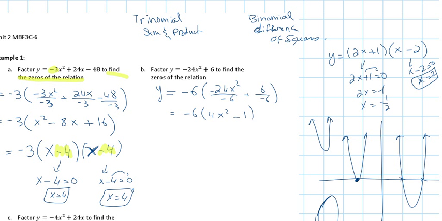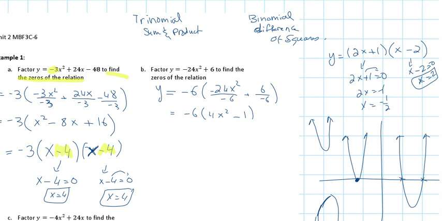Inside my bracket, how many terms do I have? 2. Are they squared terms? Yes. 4x squared is a squared term. 4 is a squared number. X squared has an even exponent, so they're a squared term. Is 1 a squared term? Yes. 1 squared is 1. Right? If you look at the back of your green sheet, this is one of the squared terms.